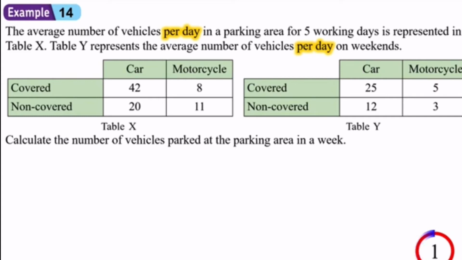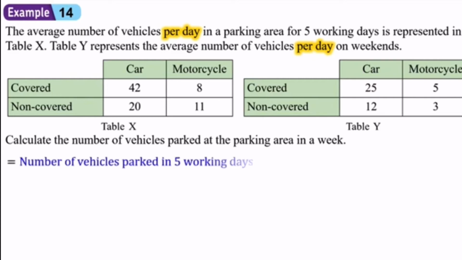So table Y represents the average number of vehicles per day on weekends. Calculate the number of vehicles parked at the parking area in a week. We have to take the number of vehicles parked in 5 working days plus the days during weekends. So let's see how to do it for 5 working days.